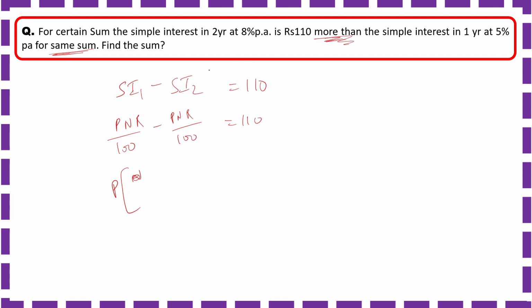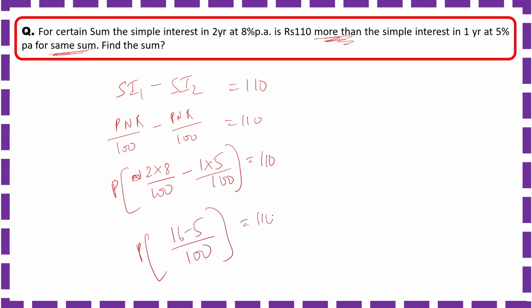So take P as common. If you take P as common, in first case what is N? N is 2, and what is R? R is 8% by 100. And in second case what is N? N is 1 year, so R is 5 by 100, that is equal to 110. So P is 16 minus 5 by 100 into 110. Okay, so P will be equal to 1000. So that is sum means principal, so the principal is 1000 rupees.